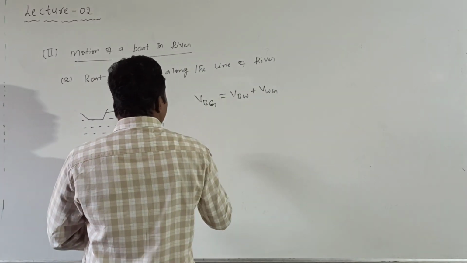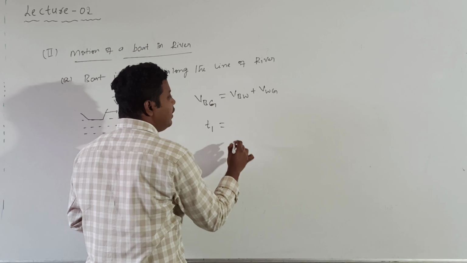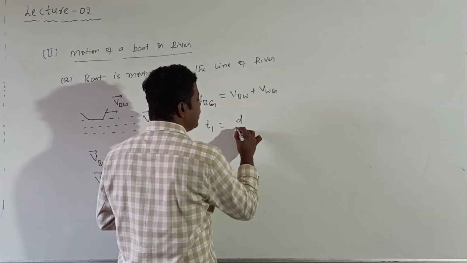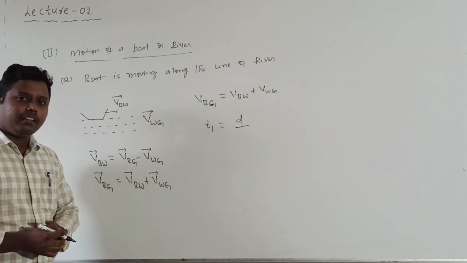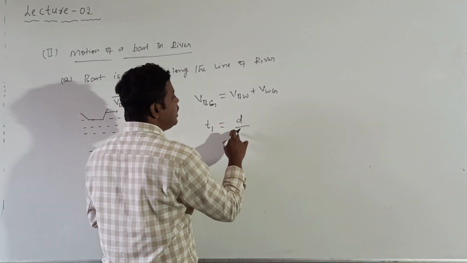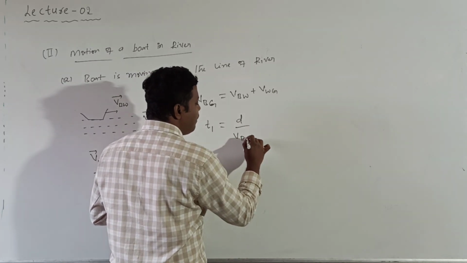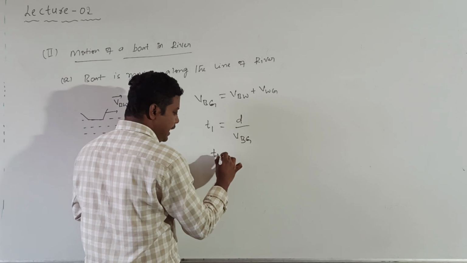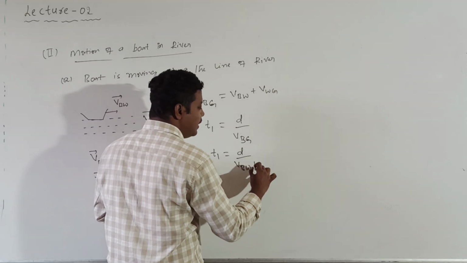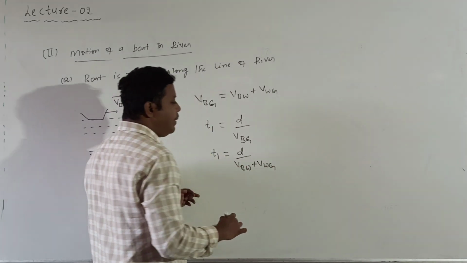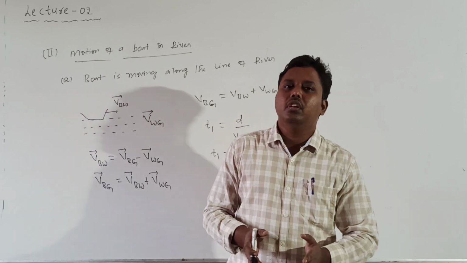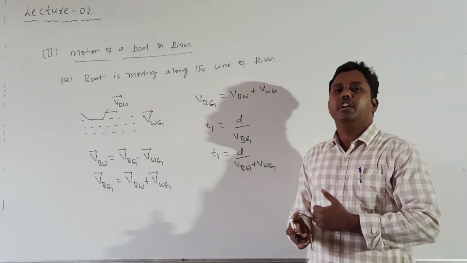Now, what is the time taken to travel a distance d along the direction of river flow? For example, the boat has covered a distance d along the river flow. Time is equal to distance traveled divided by velocity, and the velocity is Vbg. So T1 is equal to d divided by Vbg, which is d divided by Vbw plus Vwg. So T1 is the time taken by the boat to go a distance d in the direction of river flow.